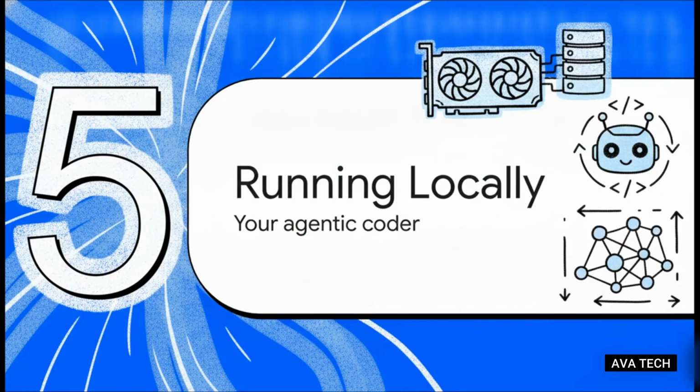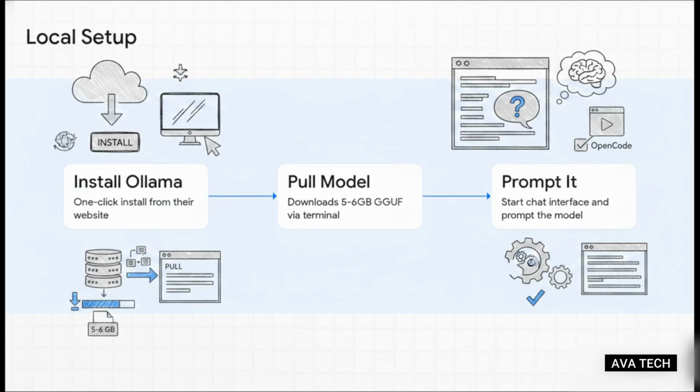Let's hit Section 5, running ORNITH 1.0 locally, setting up your own agentic coder. So how do you actually get your hands on this thing and set it up as your personal coding agent? It is incredibly straightforward. Step 1, just make sure you have Ollama installed from their website. It's a super simple one-click install.